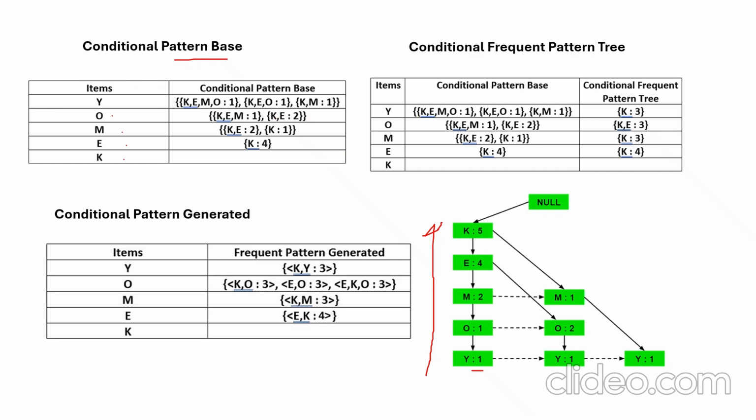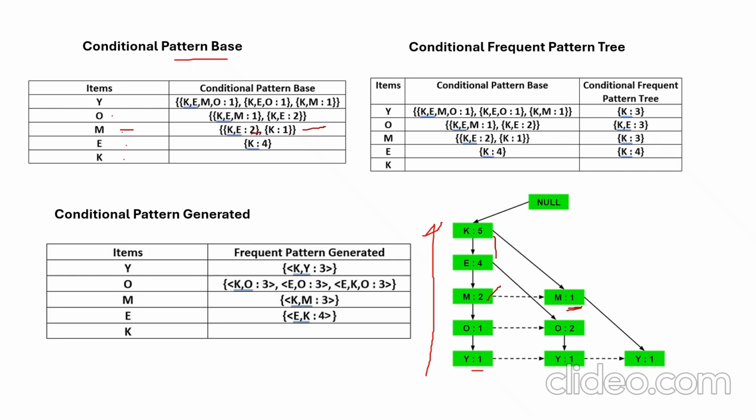And now when you come here for M, what are all the paths? K and E. So the support count of M is 2. So K, E is 2. And now what are all the other paths? Yes, it is reaching here. So from K to M it is reaching. So K is 1 because the support count of M is 1.